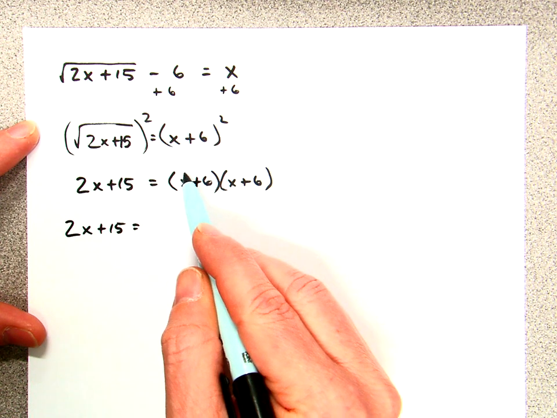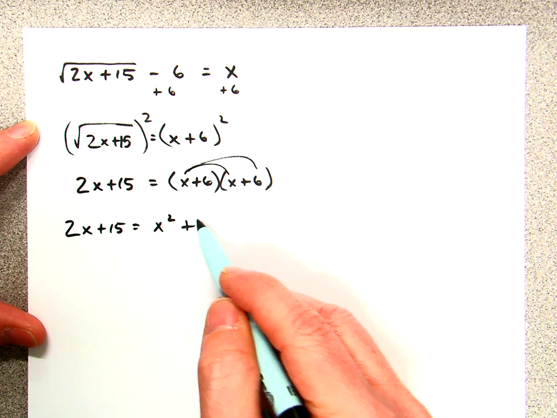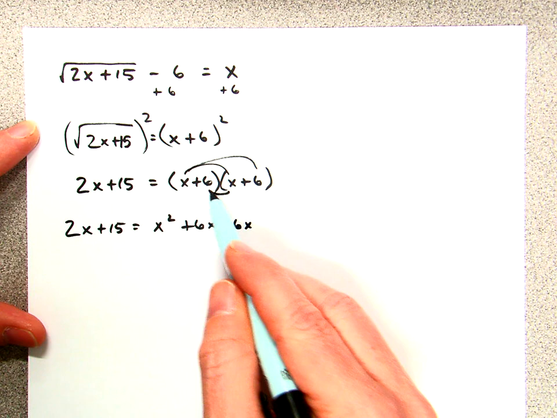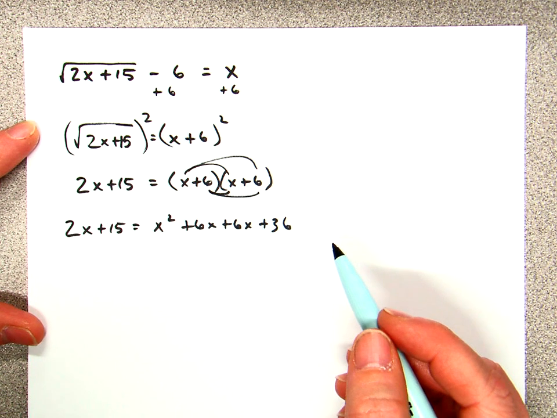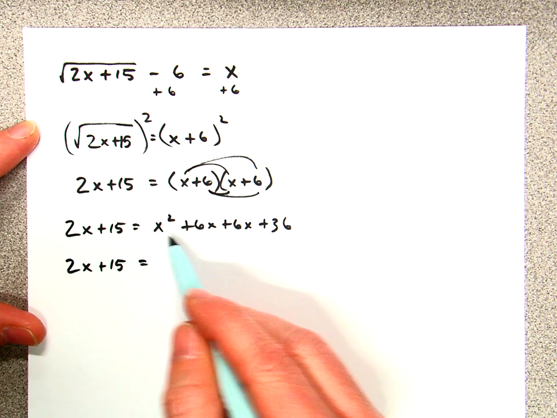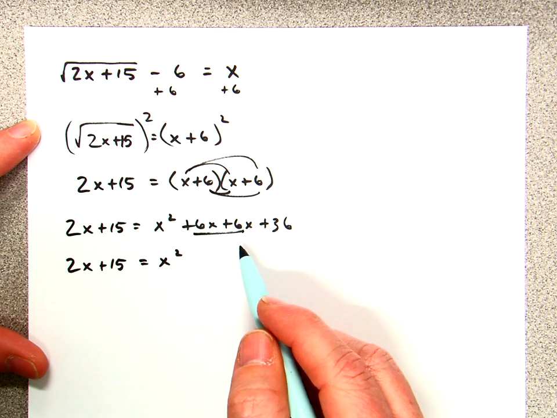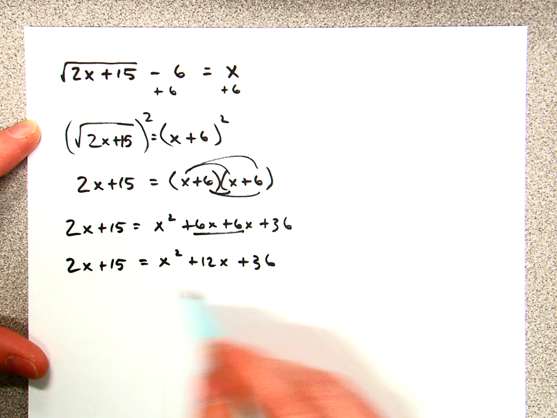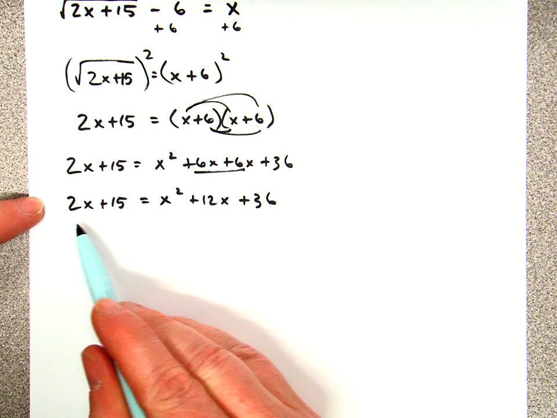If I distribute, x times x is x squared, x times 6 is 6x. Then I'll distribute the 6. That's 6x as well. 6 times 6 is 36. Okay. So, not much going on. I'll just leave him for now. I'm just going to clean this up a little bit. X squared, 6x and 6x makes 12x's. Right? So I just cleaned up the right side a little. I still have a whole bunch of x's.